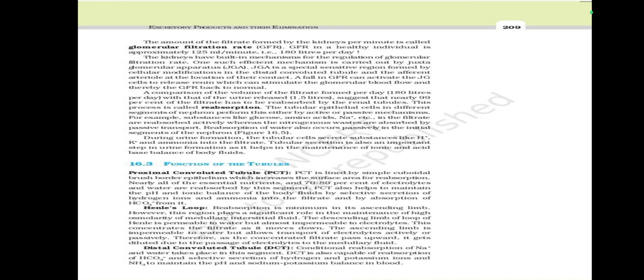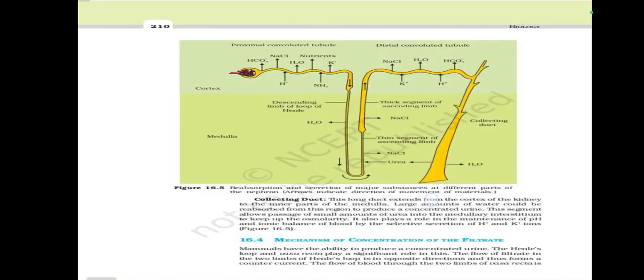Distal convoluted tubule, DCT. Conditional reabsorption of sodium ions and water takes place in this segment. DCT is also capable of reabsorption of HCO3 negative and selective secretion of hydrogen and potassium ions and NH3 to maintain the pH and sodium-potassium balance in blood.